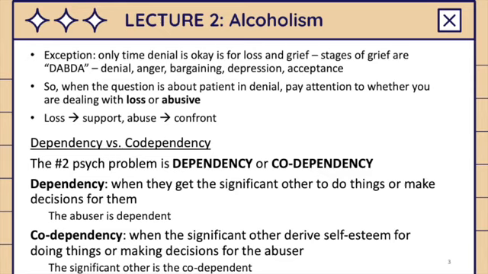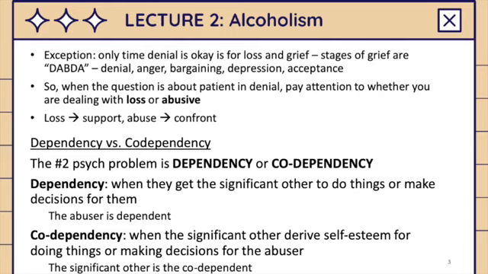Okay, let's talk about the number 2 psychological problem that abusers have, and that is dependency, codependency. Dependency is when the abuser gets the significant other to do things for them or make decisions for them. In other words, the abuser says, oh, would you call my boss? Would you go do this? Would you do that? And they do it. So who is dependent? The significant other or the abuser? The abuser is dependent.